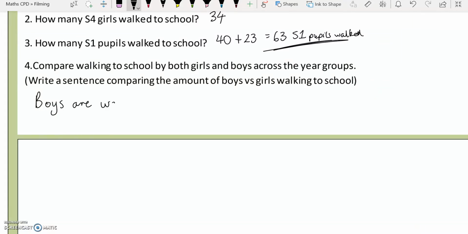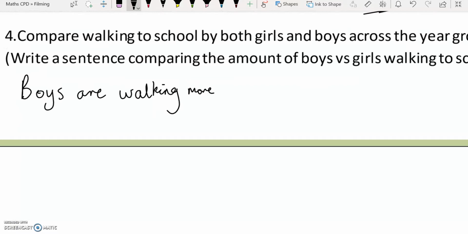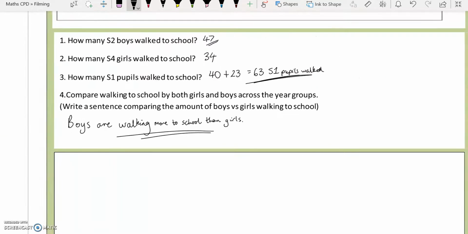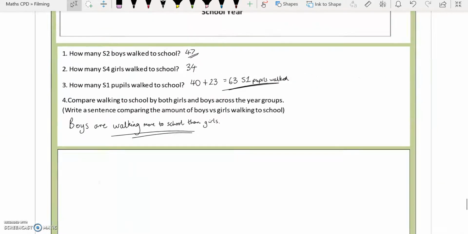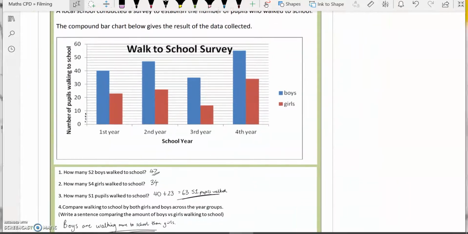Boys are walking more to school than girls. So here we've made a direct comparison between the boys and the girls. Not mentioning any data there, not mentioning any values, we're just looking at the trend of what's happened over time. And that's how you read information from a bar chart.